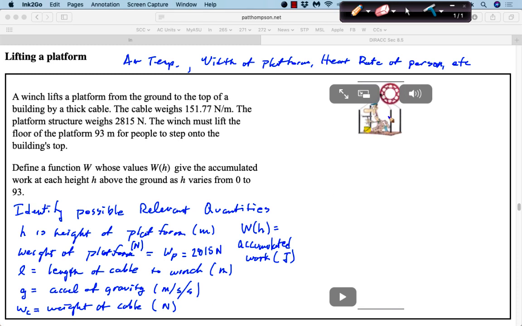Yeah, the weight of the cable is really not just newtons, but newtons per meter. And we know that, 151.77. It's each meter that weighs that. How much cable do we have, right? Oh, yeah, I got you.